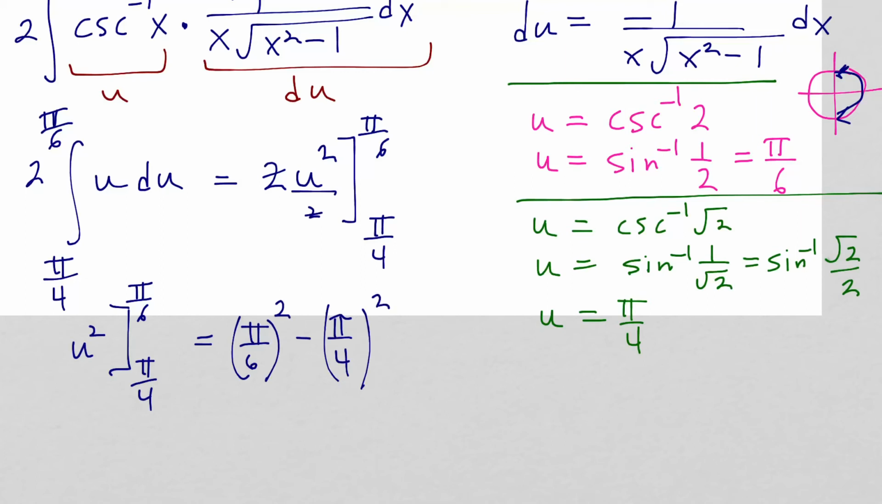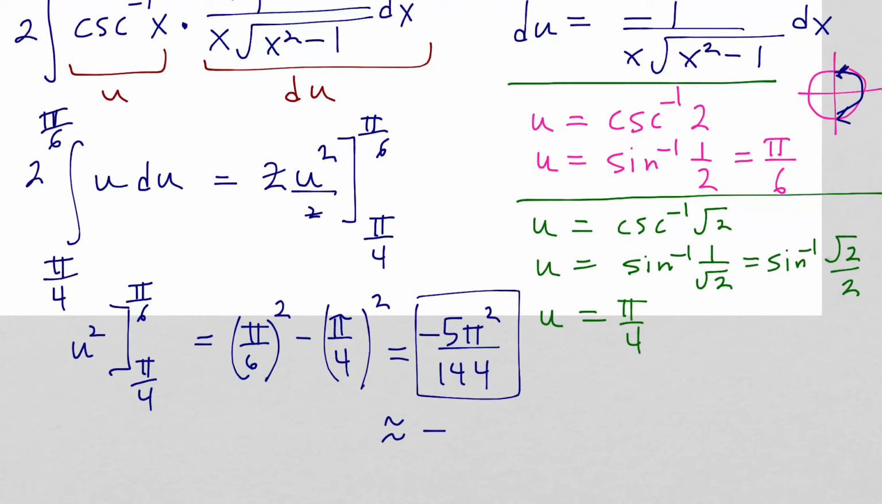All right, and if I perform that calculation, I'm going to get negative 5 pi squared over 144. Okay, so that's in terms of pi. A decimal approximation, if I just use my calculator, I get 0.34269. So here's your approximate answer. Here's your exact answer.